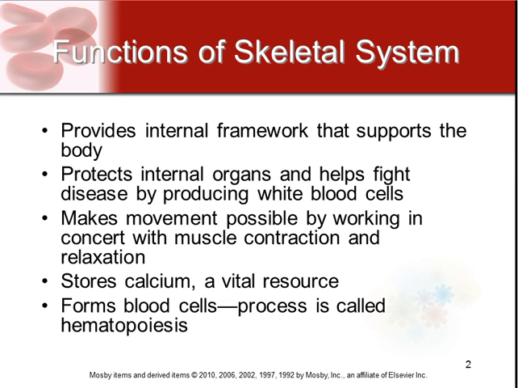Your skeletal system also protects your internal organs because it creates a hard casing around a lot of them. Think about your skull for your brain. And it helps to fight diseases by producing white blood cells. That's because your marrow produces your blood cells. Without them, we couldn't make white blood cells and you wouldn't be able to fight off diseases.